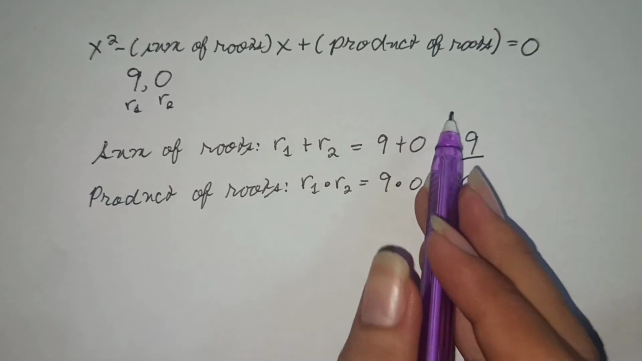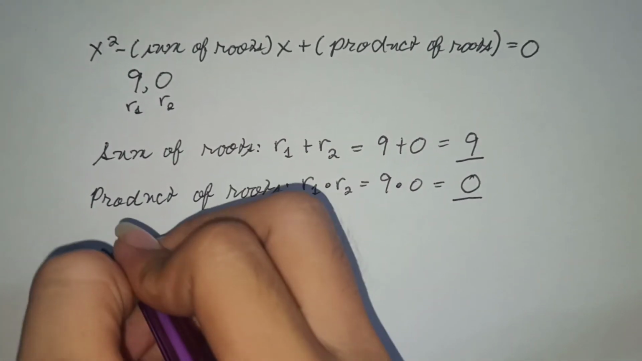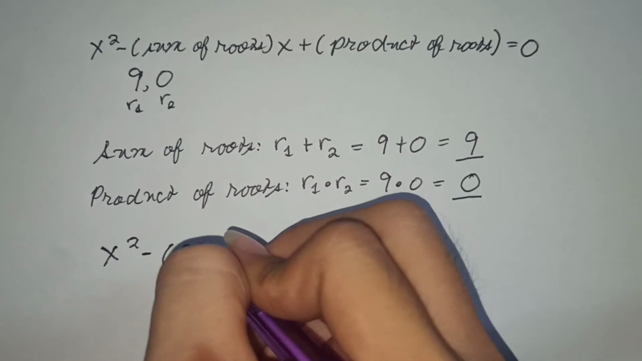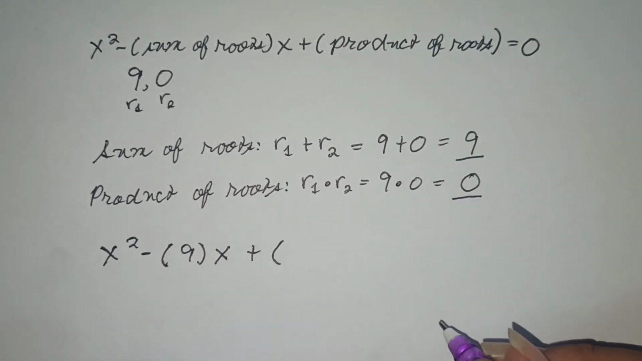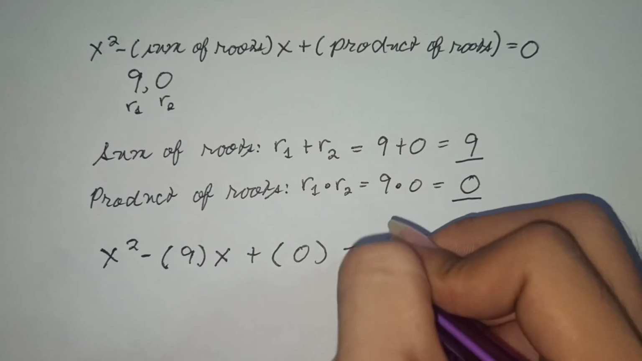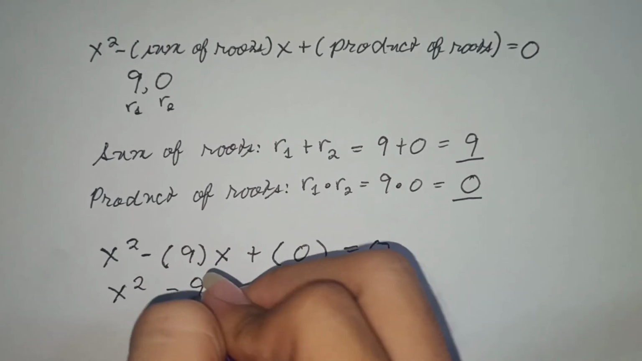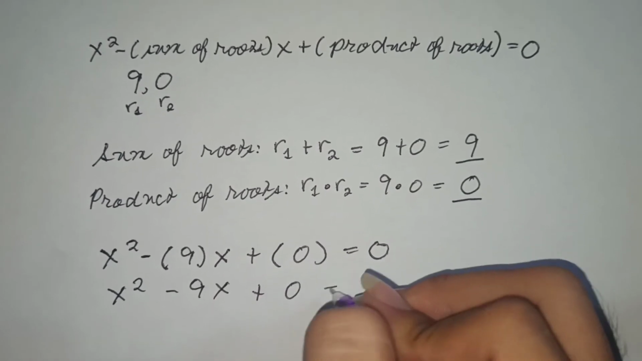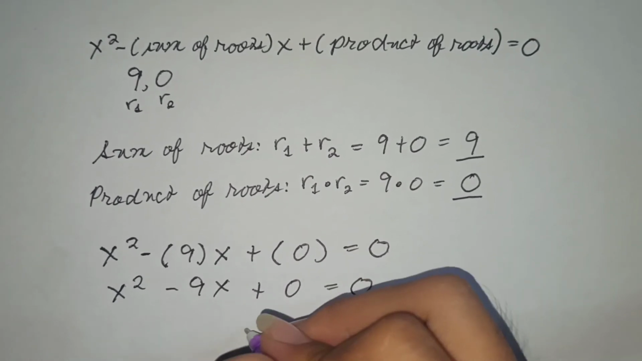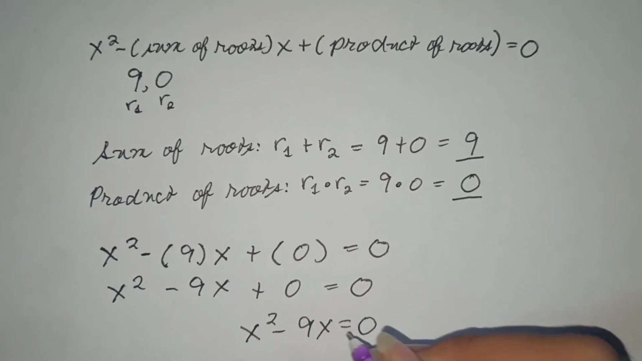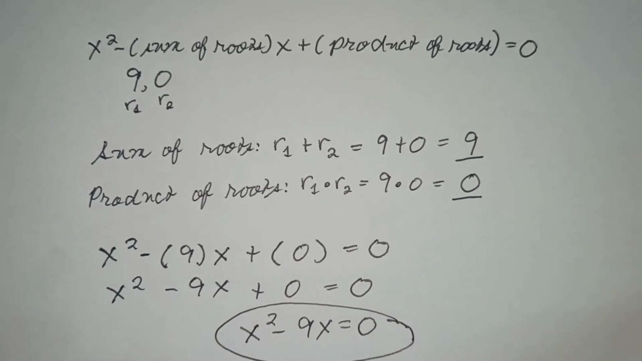Now, we are going to substitute the sum and product to the given pattern. So we have x squared, then we have 9, which is the sum, times x plus 0, which is the product of roots equals 0. Simplify. x squared minus 9 times x is 9x plus 0 equals 0. Or we have x squared minus 9x equals 0. So, the equation is x squared minus 9x equals 0.